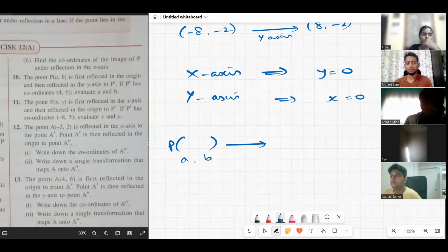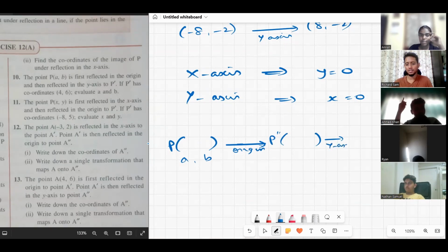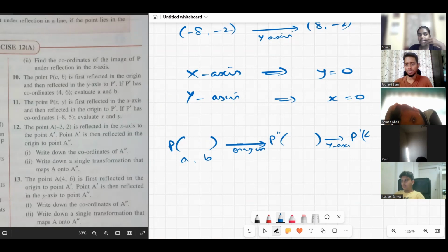First you're reflecting it how? On the origin. So then it becomes something, P double dash, we'll call it. And then you're reflecting this where? In the y-axis. And then it becomes P dash, and they've given the coordinates of P dash, which is 4, 6. So they're asking you what is AB. So we need to work our way backwards.